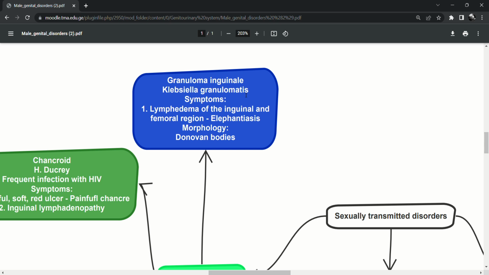And next we have granuloma inguinale, caused by Klebsiella granulomatis. It was formerly known by a different name, but it's a Klebsiella species, so they now call it Klebsiella granulomatis. Granuloma inguinale symptoms include lymphedema of the inguinal and femoral region, elephantiasis, and the morphology, which is high yield, is Donovan bodies. Morphologically, under the microscope we can see Donovan bodies, which is indicative of granuloma inguinale caused by Klebsiella granulomatis.